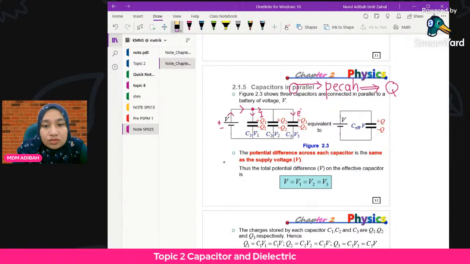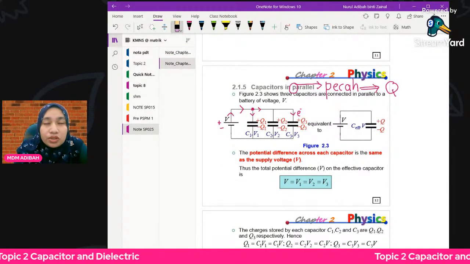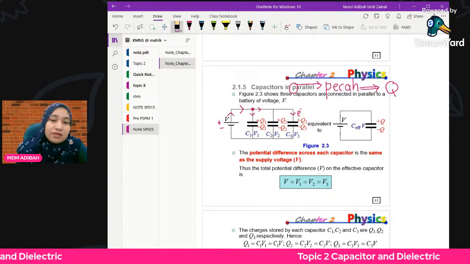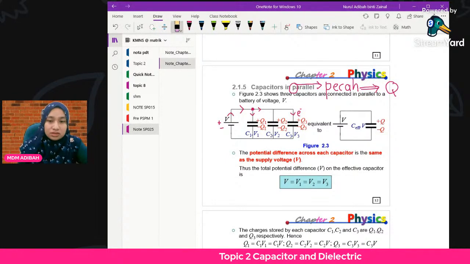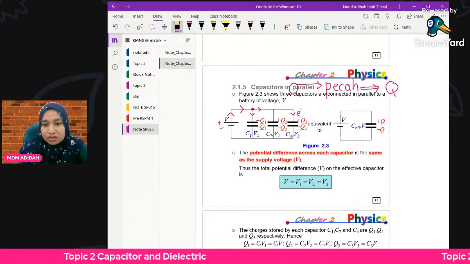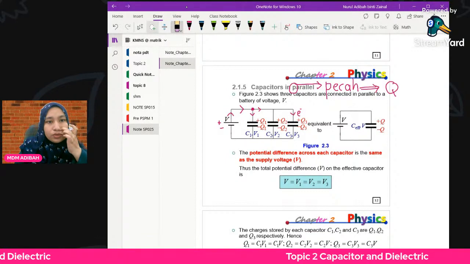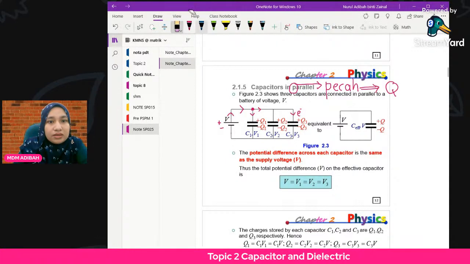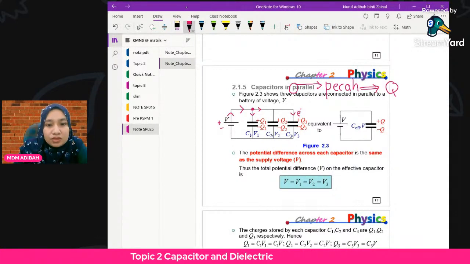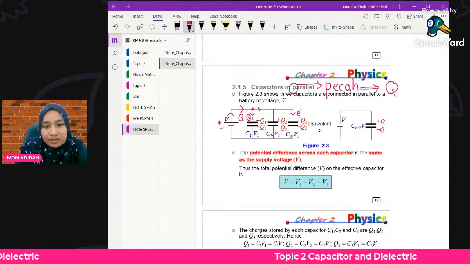Kita buat Q. Sama je sebab I sama dengan Q over T, iaitu Q sama dengan IT. So, charge yang mengalir itu menyebabkan adanya arus. Tapi dekat sini, kita buat dalam terms of Q lah. Senang, awak faham. So sini Q, keluar sini Q1, lalu sini Q2.